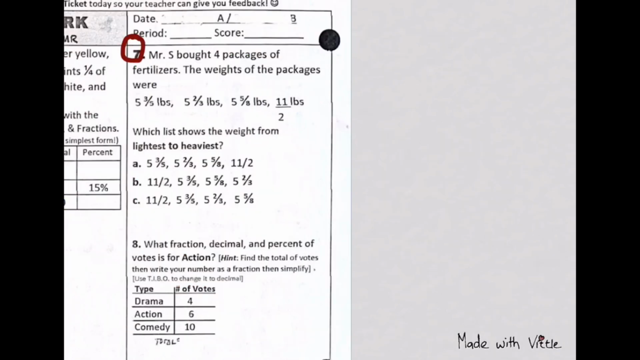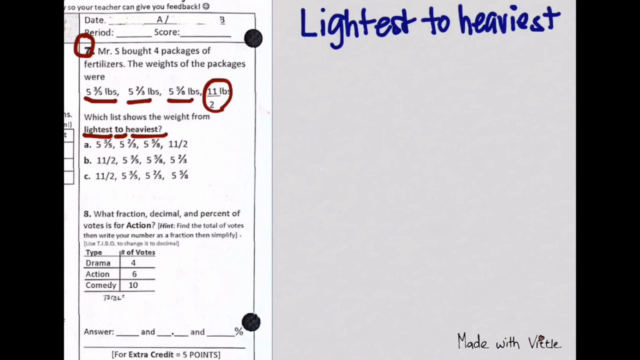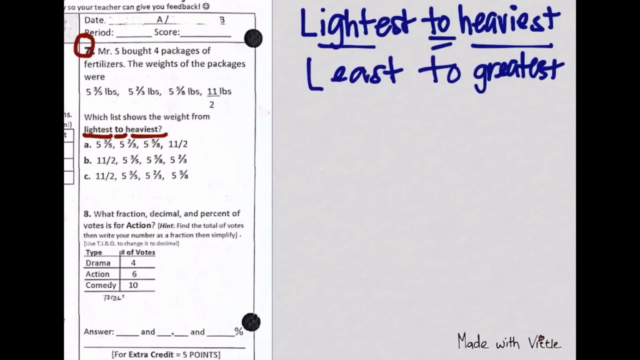On item number 7, it says Mr. S bought 4 packages of fertilizers. The weights of the packages were 5 3/5 pounds, 5 2/3 pounds, 5 and 5/8 pounds, and 11 halves pounds. Okay? So, the question is, which list shows the weight from lightest to heaviest? And we mentioned in our class that lightest to heaviest is the same thing as least to greatest. Write it down. So we have to put them in order from the smallest number going to the greatest number.